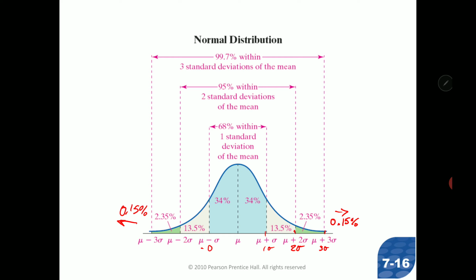So this is negative sigma, negative 1 sigma, negative 2 sigma, and negative 3 sigma. And this gives you your empirical rule. It says from the mean, from the center, 1 standard deviation away, which means plus sigma or minus sigma, 68% of the data.